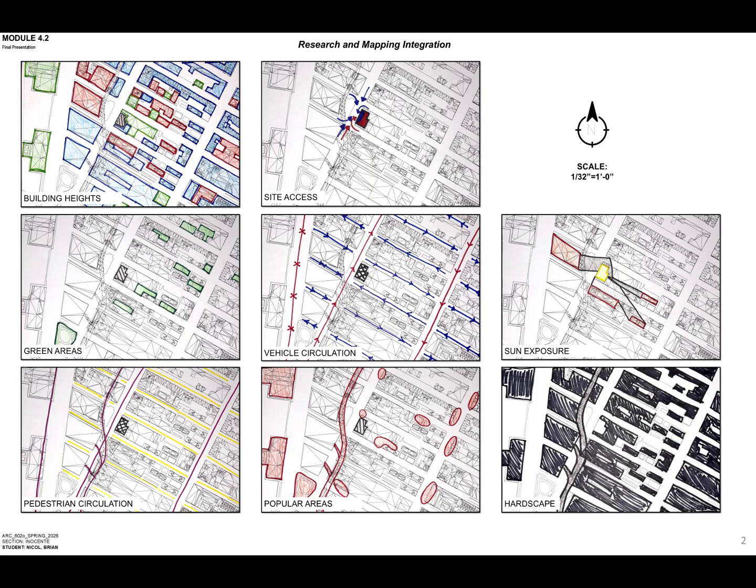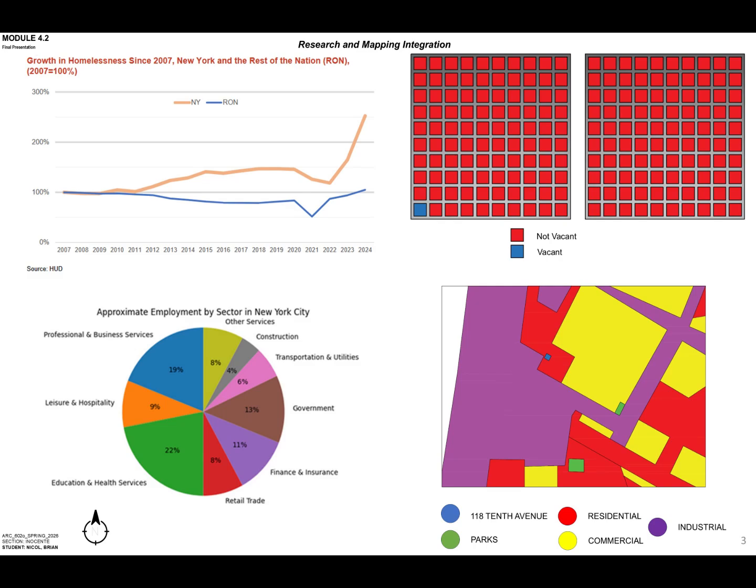The first thing I did was print out a base map and hand draw some layers onto it that look at site access, vehicle circulation, pedestrian circulation, green areas, building heights, anything that might have to do with the site and would impact the building. And we look at the research of the site, like what kind of employment is around the area, what kind of zoning, how vacancy rates affect New York City, and the homelessness in New York City, which are all factors of this site and project.